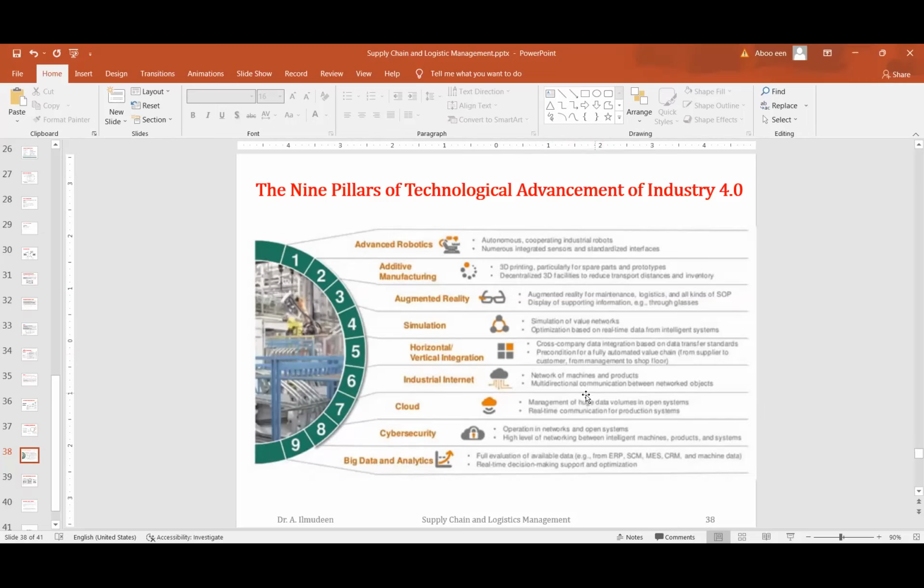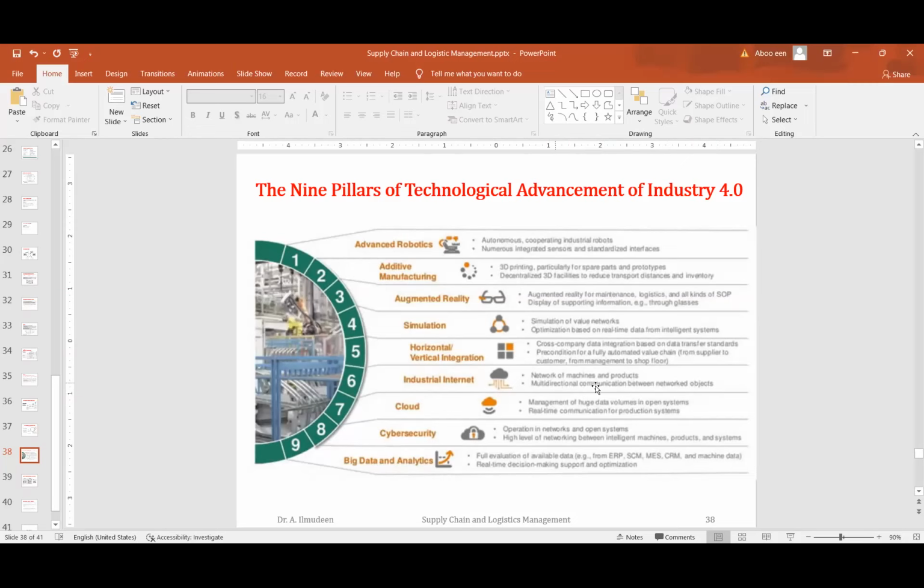Industrial internet: a network of machines and products, with multi-directional communication between networks and objects. These are highly connected network infrastructure, network machines, servers, and other connected devices, with optimal usage of these devices and products.